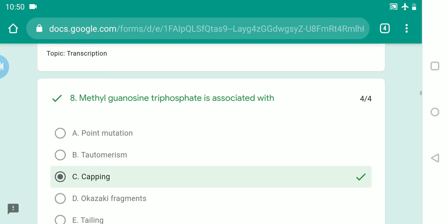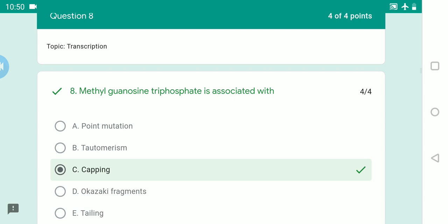The next question, the 8th one. This is also related to transcription only, a direct question. Methyl guanosine triphosphate is associated with. While we were discussing the post-transcriptional process, I told you about capping and tailing, which you must have heard about. So methyl guanosine triphosphate is associated with capping. Capping. For the remaining options, there is no need for confusion.